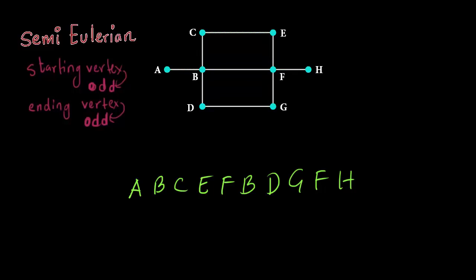We could also start from the other vertex that has a valency of odd. We can start from H. So we can do H, F, G, D, B, C, E, F, B, and end at A.